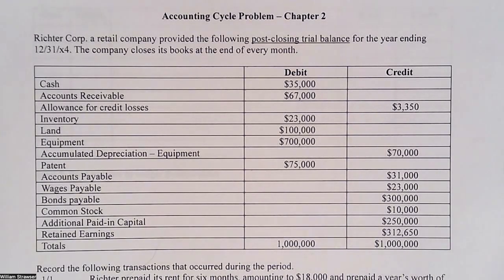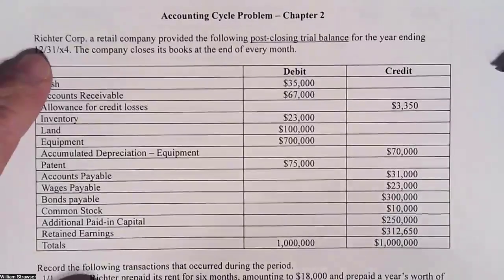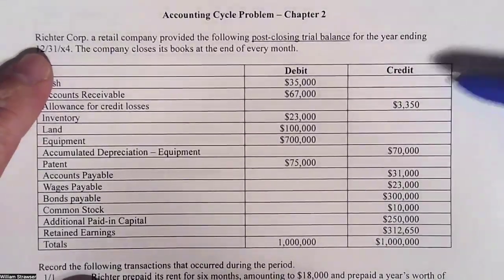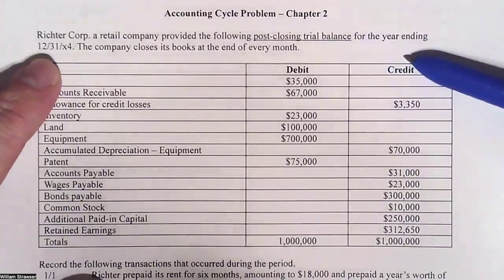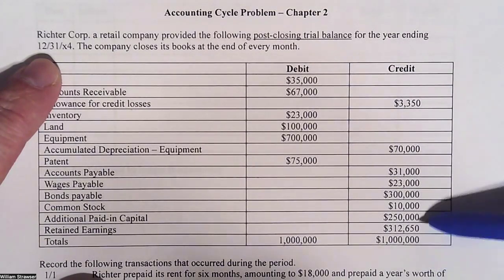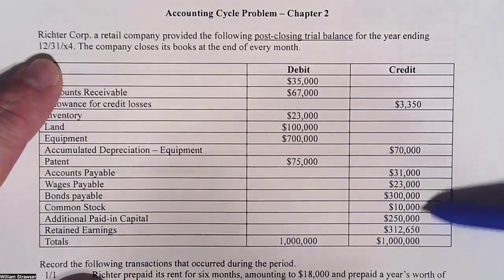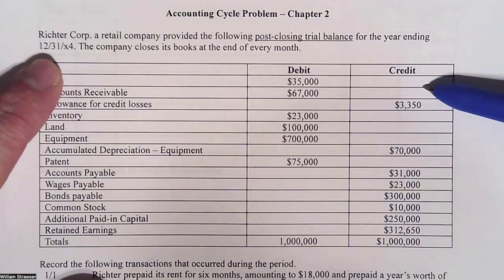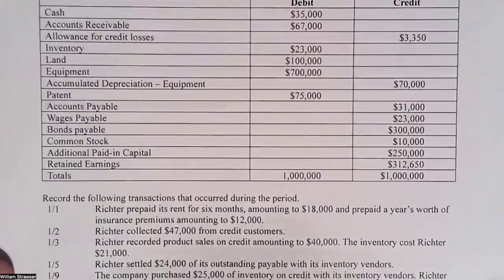So in this case, we have our company closing its books at the end of every month. And this was the result of December's operations because it's the post-closing trial balance for the year ending 12/31/4. So this was created at December 31 of the year X4. And this is all about where the accounts are at that date. Now, we're in the new year, right? We are now in January.